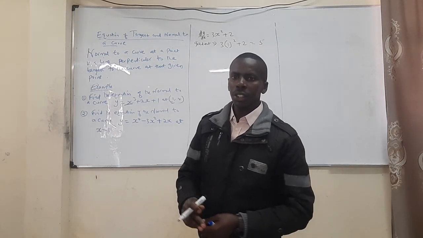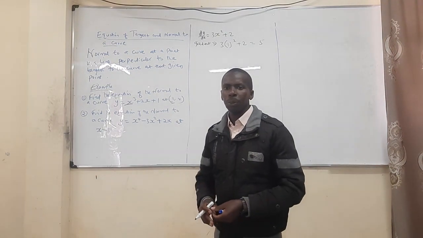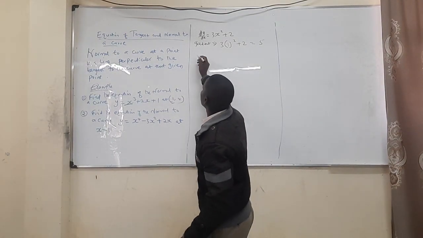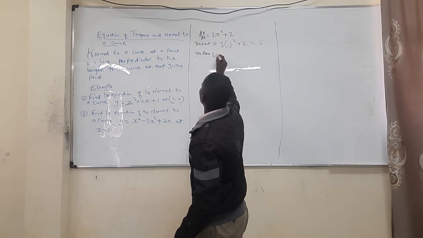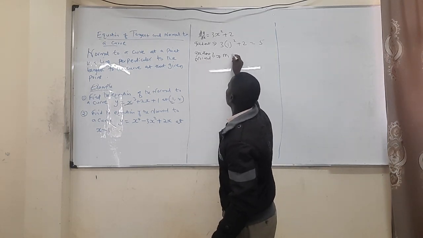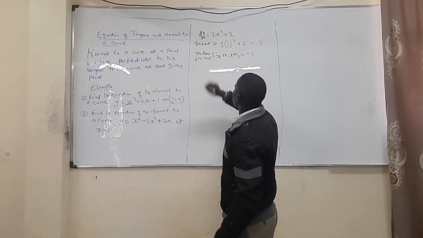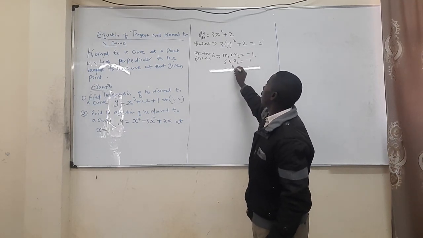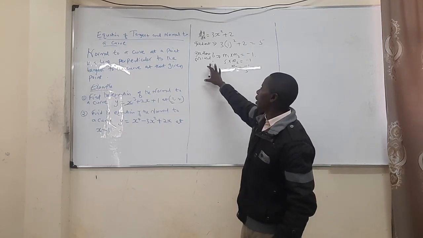So after you get the gradient of the curve, this is the same as the gradient of the tangent, and we have said that the normal and the tangent are perpendicular. So the gradient of the normal now will be got from m1 times m2, gradient of the tangent times gradient of the normal, gives you minus 1. So 5 times m2 is minus 1, then m2 will be minus 1 divided by 5. So that's the gradient of the normal.